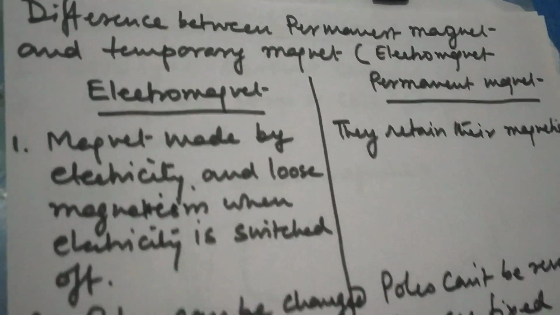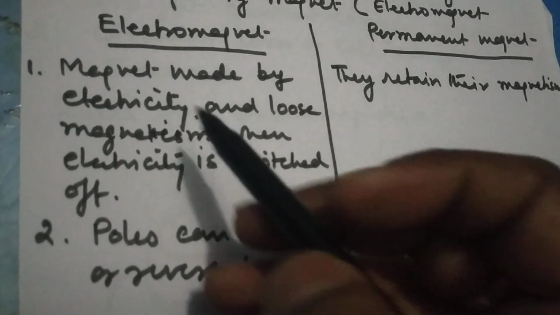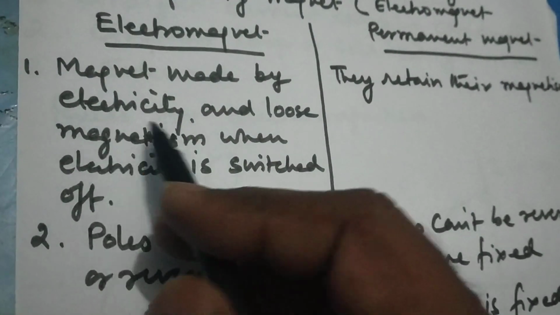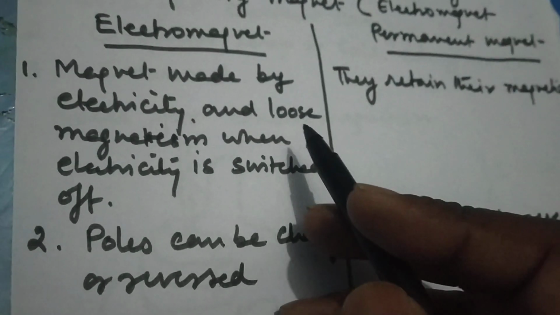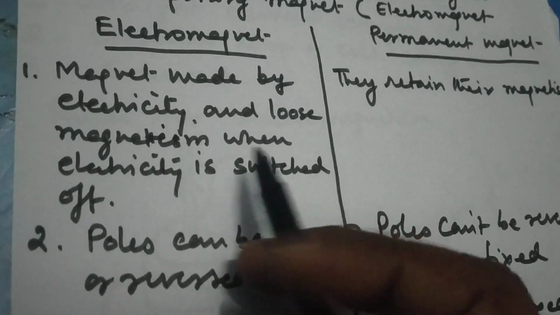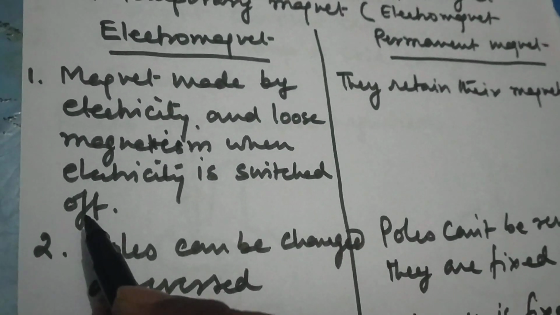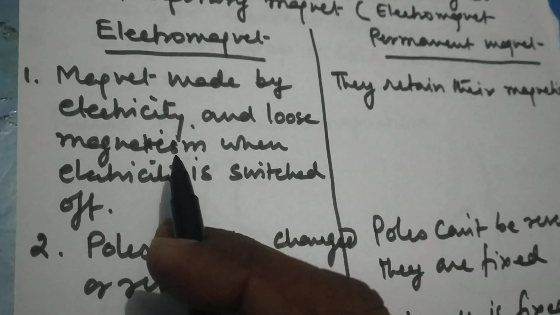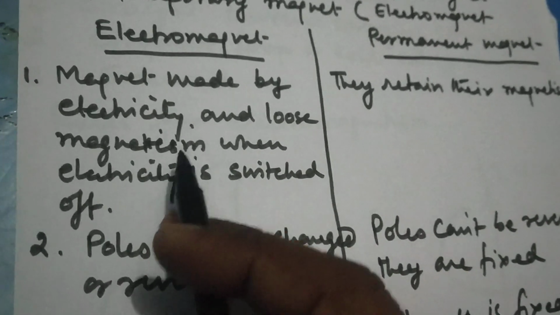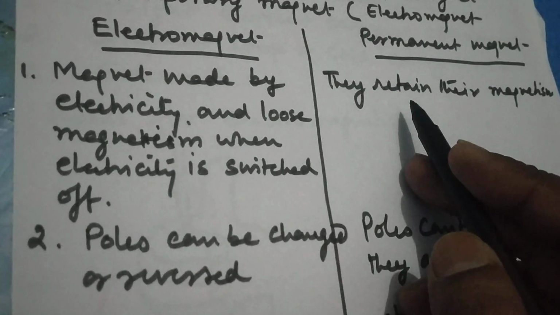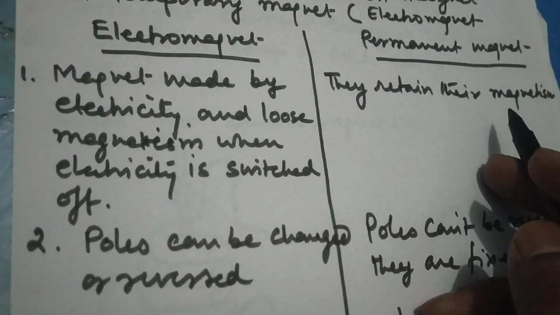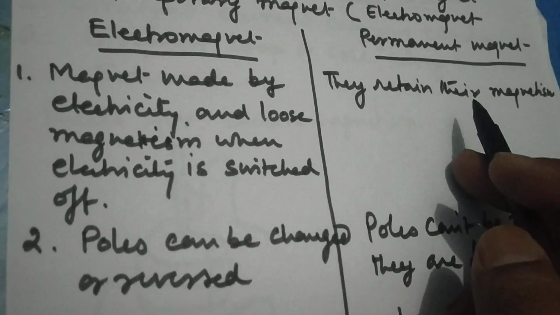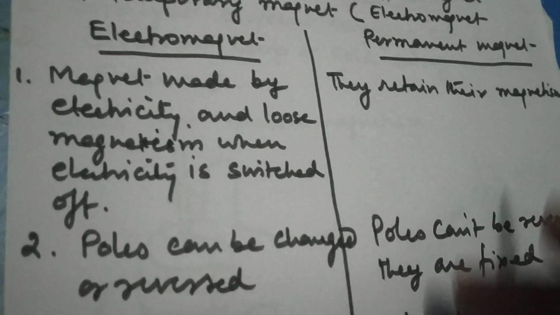I am taking one by one the points where you must note down the difference. The magnet made by electricity loses magnetism whenever the electricity is switched off. It means it is working as long as electricity is given, and as soon as the electricity is withdrawn, it will not work. But a permanent magnet, on the other hand, does not depend on electricity. They don't need any electricity to work.